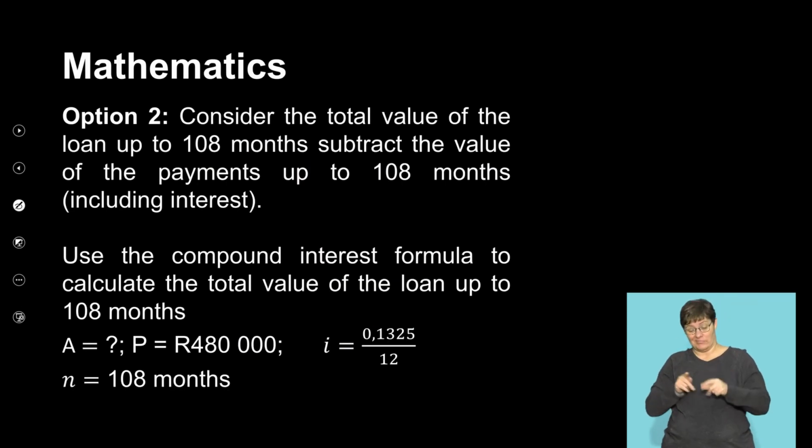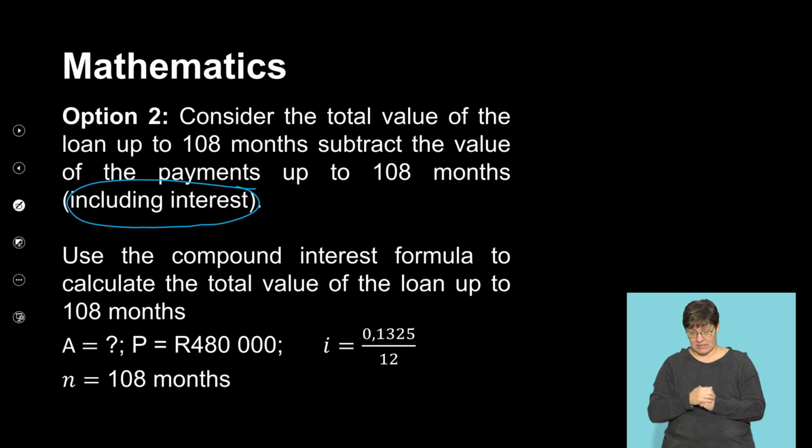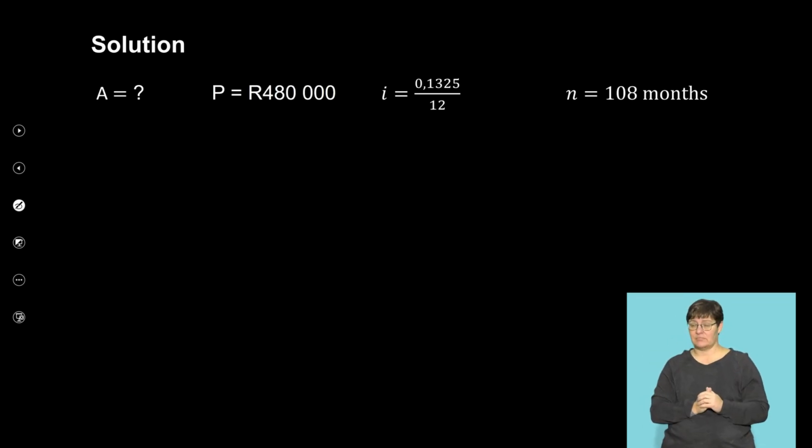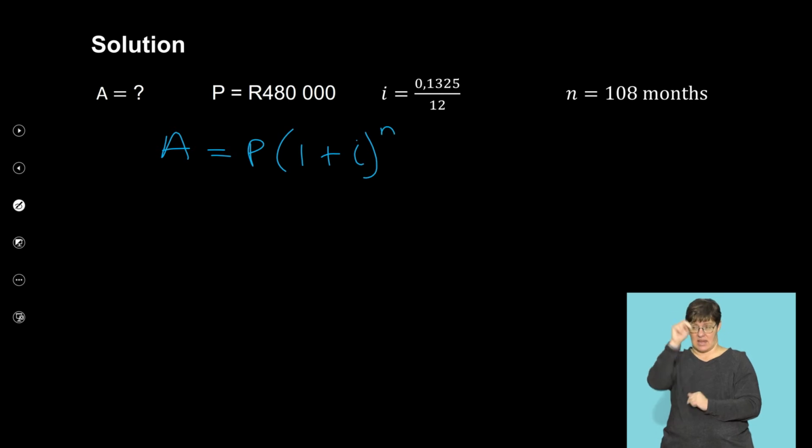The second option now will be to consider the total value of the loan up to 108 months, and then subtract the value of the payments up to 108 months, including the interest. You remember I said take what you owe minus what you need to pay the bank. So you can use the compound interest to calculate the first part of this. So compound interest will be A is equals to P into 1 plus i to the exponent of n, right?